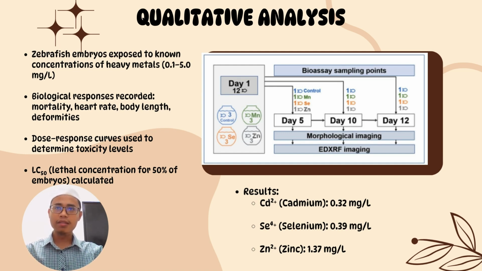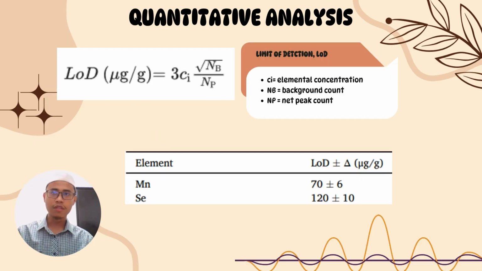Then those response curves are plotted and used to determine the toxicity level. After that, the LC50, or lethal concentration for 50% of the embryos, is calculated. As you can see, the result shows that of the three metals, which at that concentration can be considered as highly toxic.